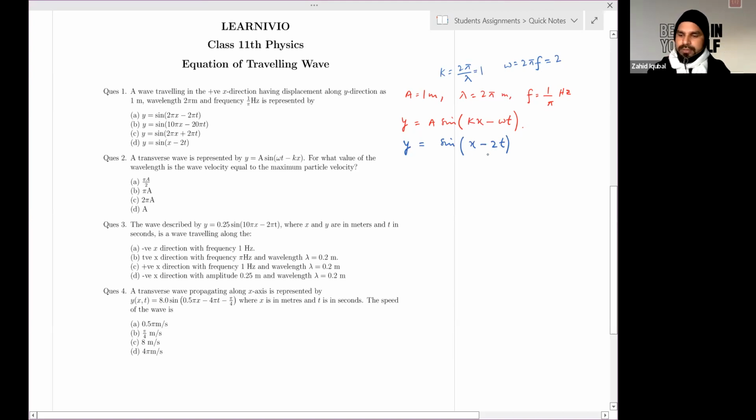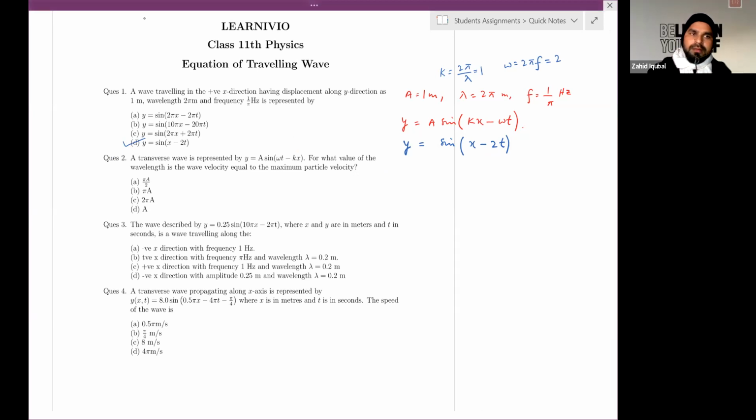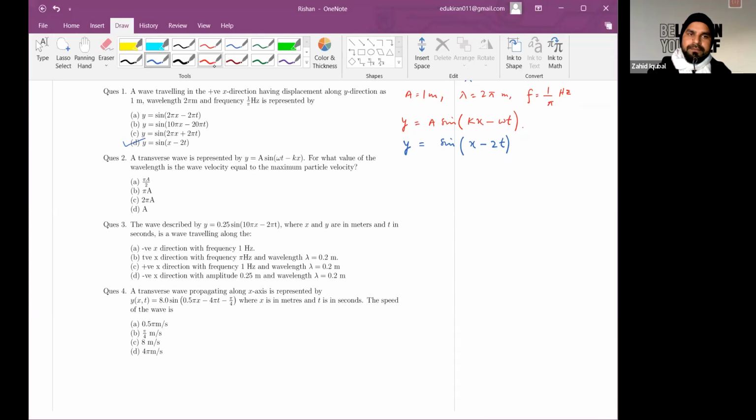So which is the correct option, Riba? Yusuf, which is the correct option? It will be option D. Abhinav, any doubt?